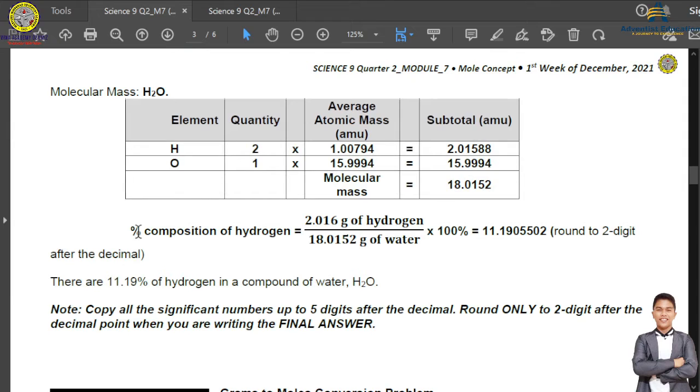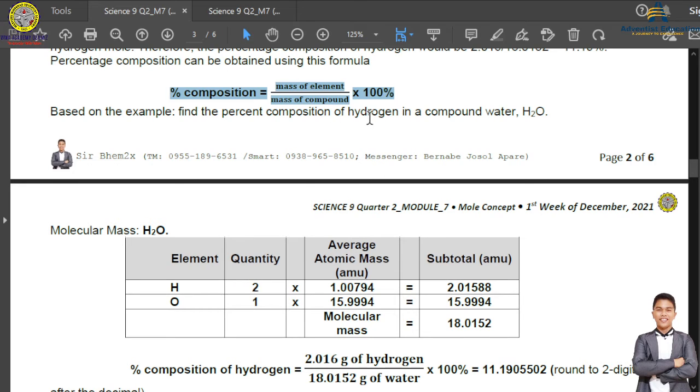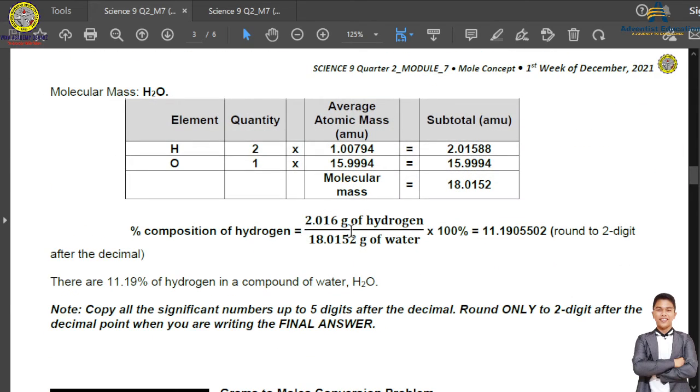By using that, we have the percent composition of hydrogen. You are going to write that because we are looking for the percent composition of hydrogen. So whatever element or composition you need to find, you write there. If we are looking for the percent composition of oxygen, then we write the percent composition of oxygen. But now we are using hydrogen because we are looking for the composition of hydrogen.